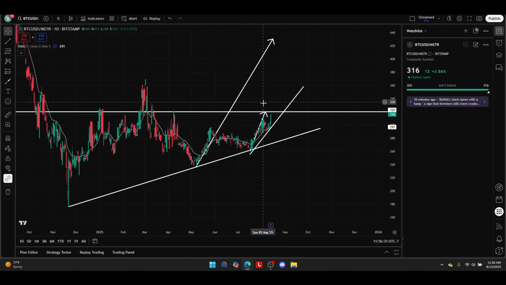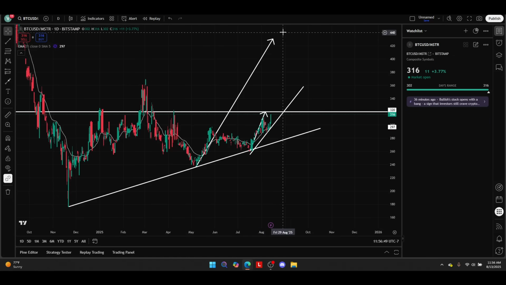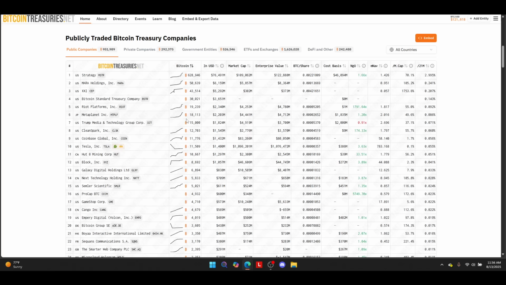It looks like Bitcoin is continuing to outperform MSTR because of this chart right here. It shows that more clearly, and I think it's coming to a point where we can probably see the reverse happen, where MSTR starts to outperform Bitcoin. Or, we see continued underperformance. So that's all I have for Bitcoin and MSTR.